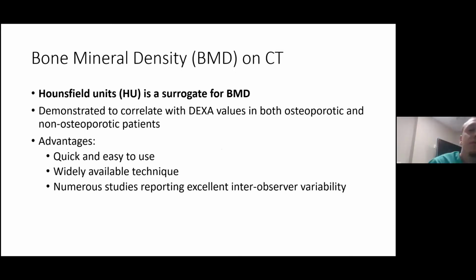How can we use a CT scan to measure bone mineral density? Using Hounsfield units, it's been proven to be a surrogate for bone mineral density. Several studies have demonstrated that Hounsfield units correlate with DEXA values, both in osteoporotic and non-osteoporotic patients. There are some advantages of using a CT scan. For example, it's quick and easy, it's a widely available technique, and has excellent inter-observer variability.